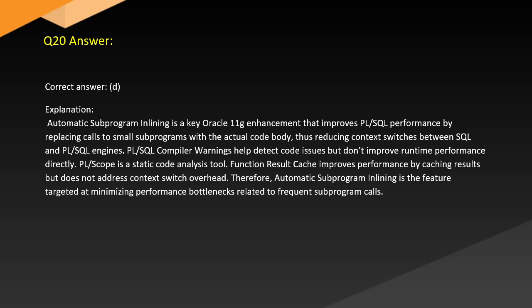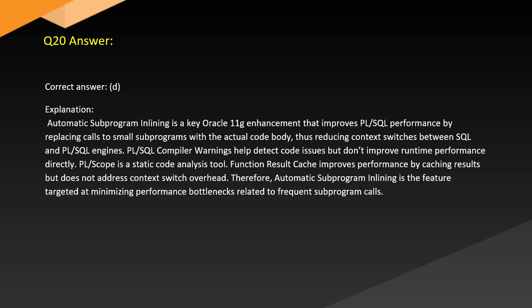Answer. Correct answer: D. Explanation. Automatic subprogram inlining is a key Oracle 11g enhancement that improves PL/SQL performance by replacing calls to small subprograms with the actual code body, thus reducing context switches between PL/SQL and SQL engines.